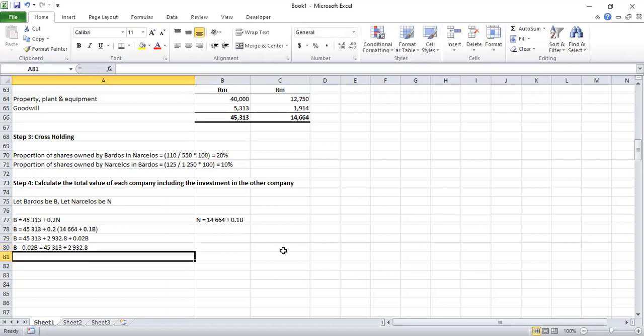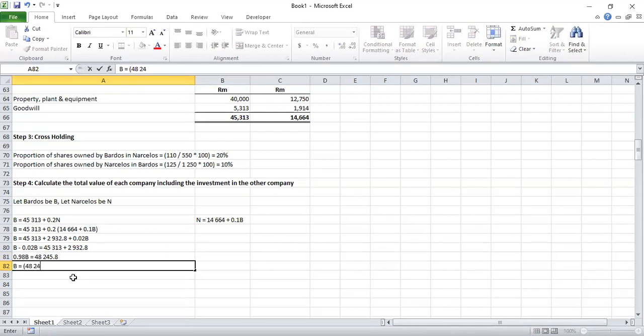B minus 0.02 B. When we say B, it is just like 1. So 1 minus 0.02 gives 0.98. Then B times 0.98 is equal to 45,313 plus 2,932.8, which is 48,245.8. Then to get our B, we divide 48,245.8 by 0.98.